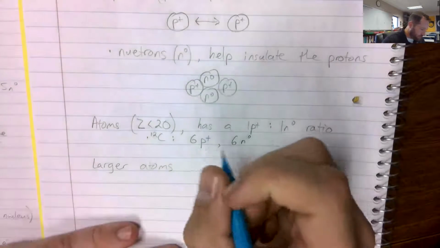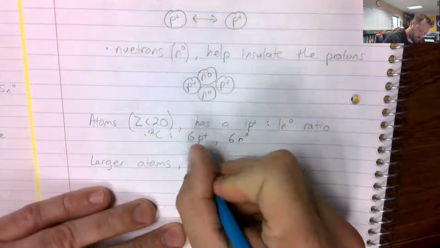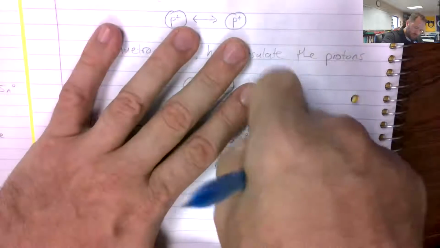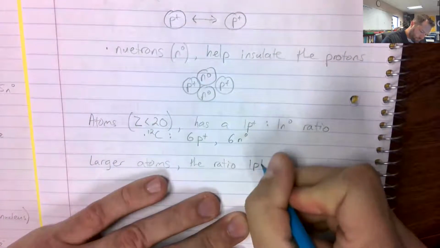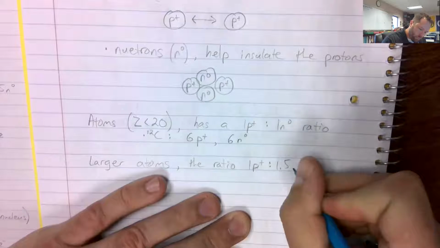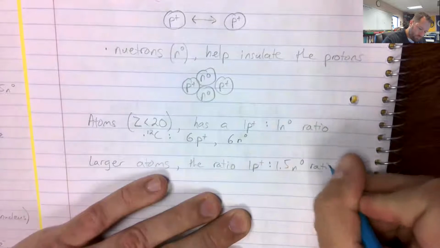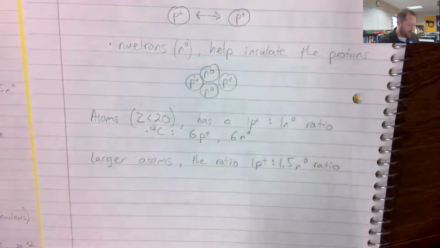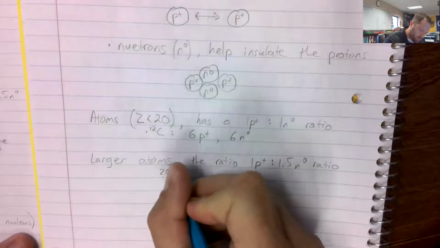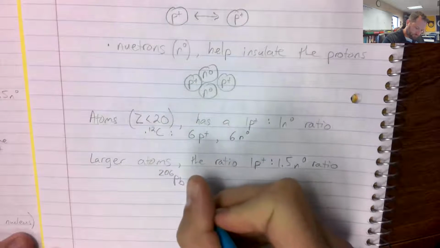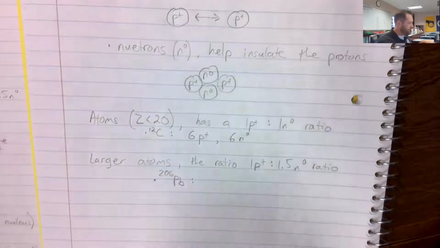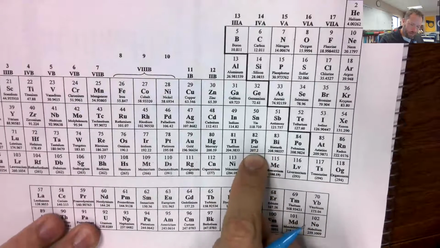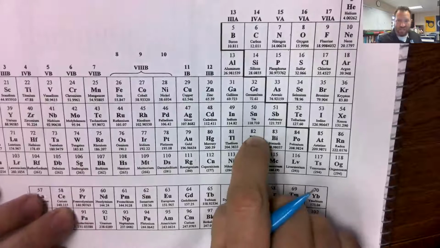As you start to get larger and larger atoms, the ratio grows or shrinks, I suppose, depending on the perspective you're looking at, to 1 proton to every 1.5 neutrons. A 1 proton to 1.5 neutron ratio. So as an example there, lead 206. May not know that one off the top of our head. While we've got our periodic table, find lead. There he is down at the bottom here. So lead 206, 82 protons.